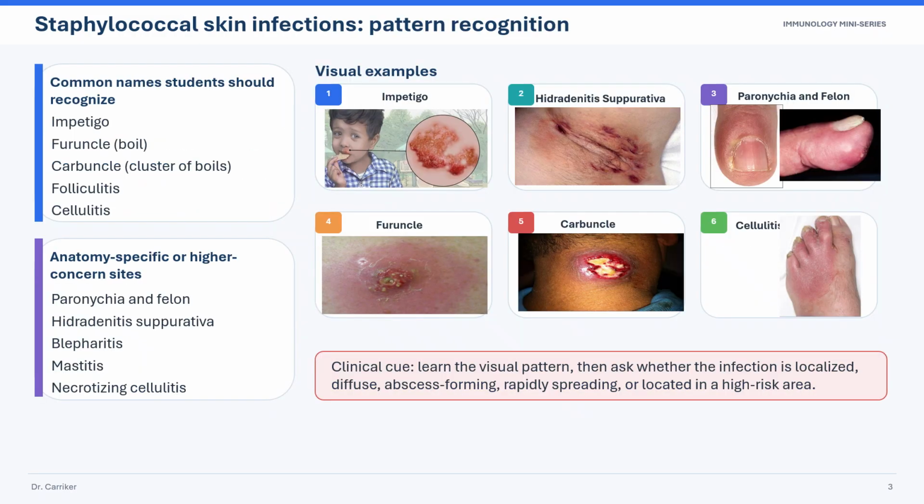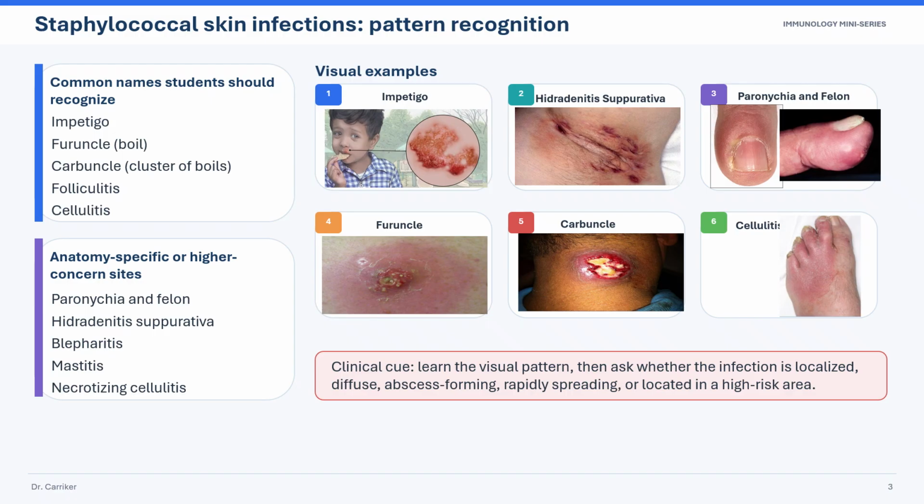This slide is packed with examples, and the main job here is pattern recognition. Let's take number one, for instance. This is impetigo, and it's highly contagious and often shows a honey-colored crusting, especially around the nose or mouth. Whereas number four, furuncle, is a boil, especially a deeper infected hair follicle. A carbuncle, right next to it, number five, is a cluster of boils. Paronychia involves the nail fold, while felon is more of a serious fingertip infection, and that's number three.